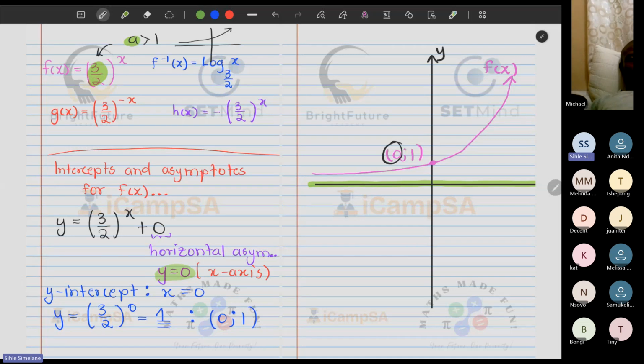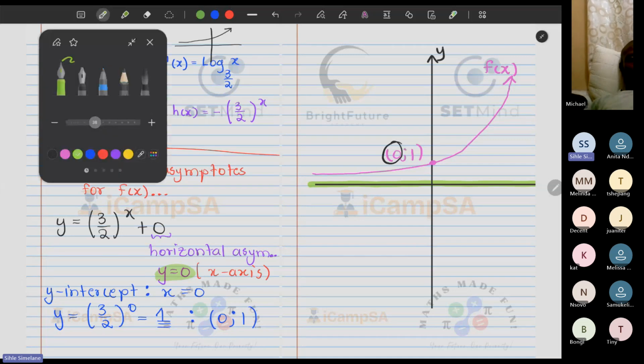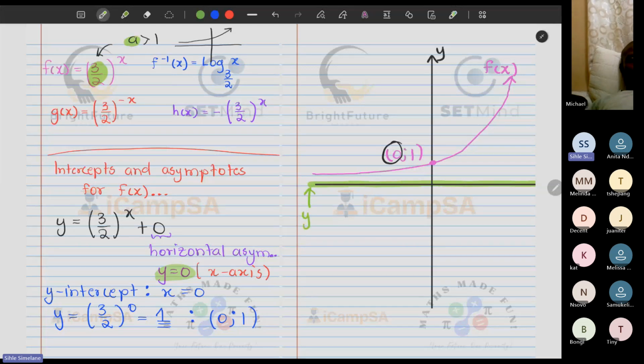No. So the horizontal asymptote. Remember that 0 there is for x. The horizontal asymptote is y equals 0, so meaning it's the x-axis. You know that y is 0 on the x-axis. That is why when you find the x-intercept, you make y to be 0. So the 0 there is for x because on the y-intercept, x is 0. You understand?